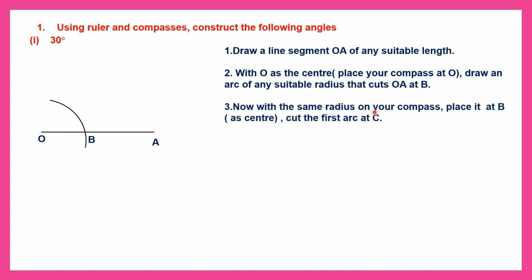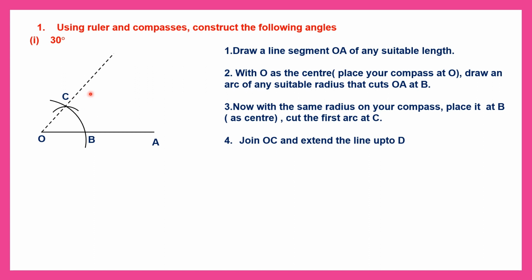Now with the same radius on your compass, so don't change the measurement, place it at B. So this time B is going to be the center, and cut the first arc at C. That means B is the center and we're going to cut this arc. So we have cut it. We're going to name it C. Now join OC, and extend the line up to D. So now you have got a 60-degree angle.